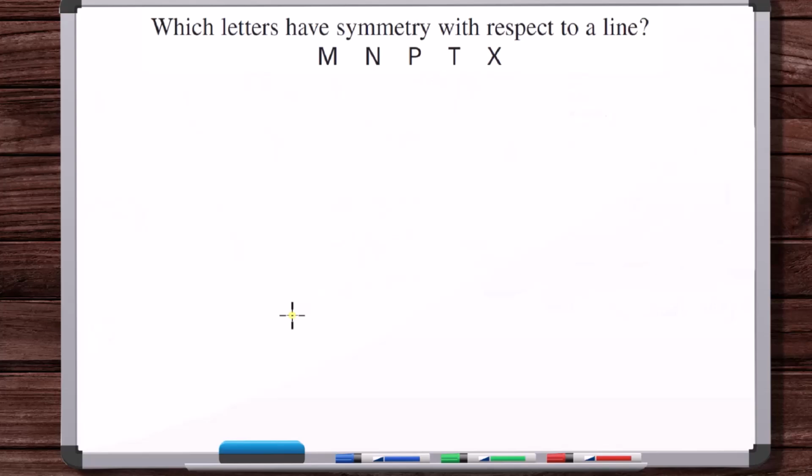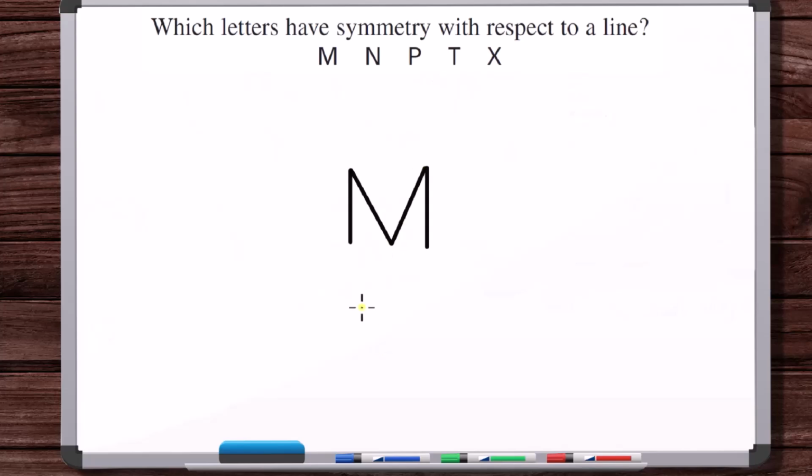In this video, we're going to work example problems related to symmetry and transformations. So let's get started. Which of these letters have symmetry with respect to a line? So let's start with M, capital M.